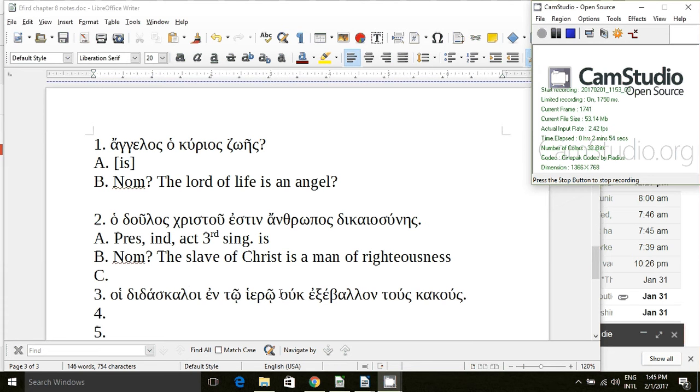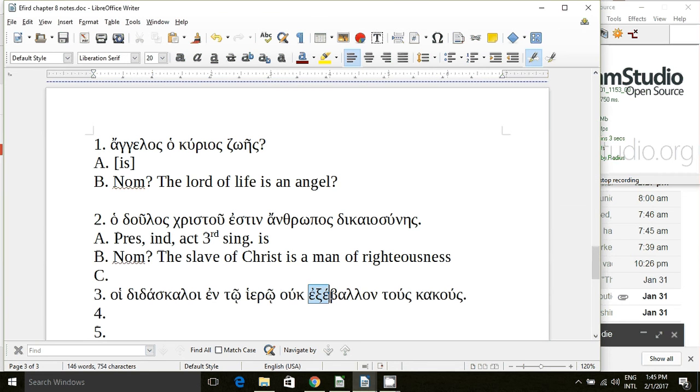Hoi didaskaloi en toi hieroi ouk exebalon tous kakous. Where's our verb? It's exebalon, so it's from ekballo, and you can see the epsilon augment for the imperfect tense. When you have a compound verb, a preposition hooked onto a verb, the epsilon augment goes right in front of the verb after the preposition. So that is imperfect indicative active, and it's either first person singular or third plural, because the forms are the same. So I'll have to wait to find out which one it is.